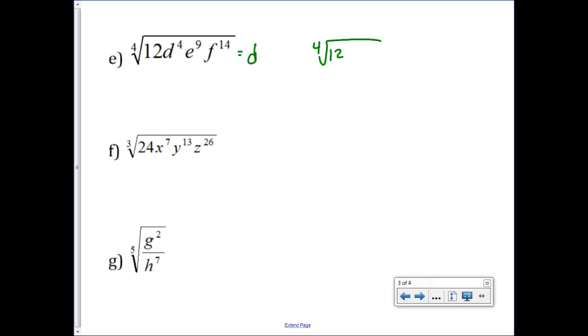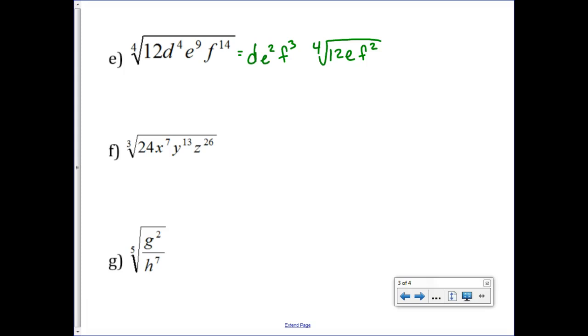E to the 9th, well, I can take 8 of them out. That gives me e squared outside, because 8 divided by 4 is 2. And then I still have 1 left over inside that can't come out. And then f to the 14th, well, 12 divided by 4 would give me 3. And then I still have 2 left over inside. And that's kind of how I look at it, to keep that inside-outside as simplified as possible.